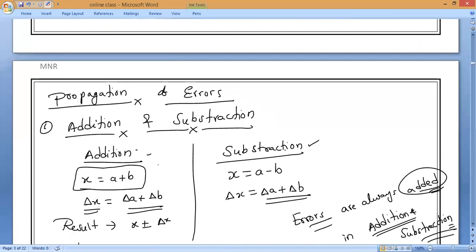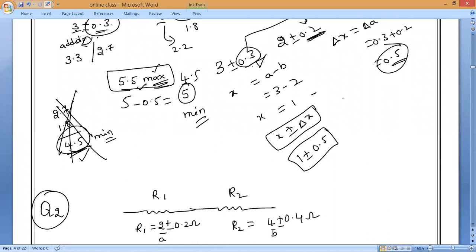But what we are saying here is that we are not supposed to subtract the error. That is what you have to remember. Either you are doing the addition or subtraction, it doesn't matter. The error should always be added up. That is the meaning of this subtraction.